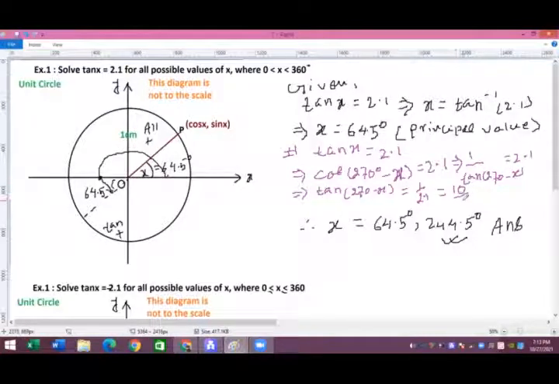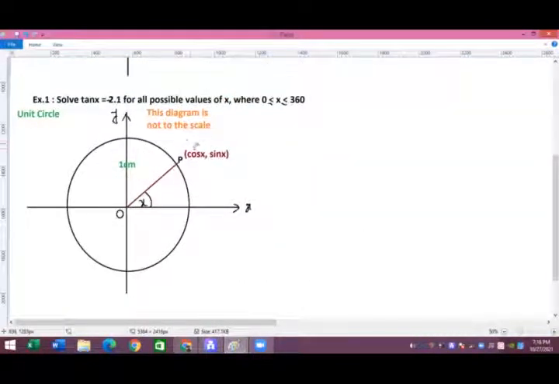You could write it in decimal form also, in degrees, and finally, deduct it from 270 degrees now. So again we found this as 244.5 degrees. So this way also it is possible to find the other value of x.